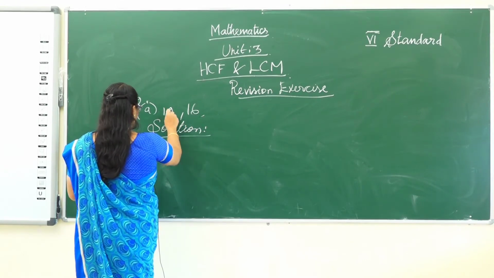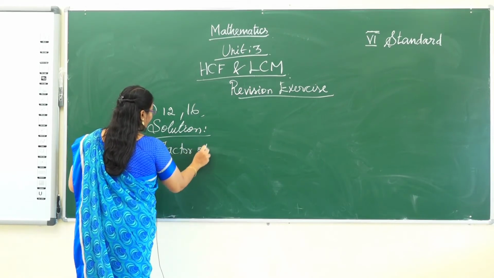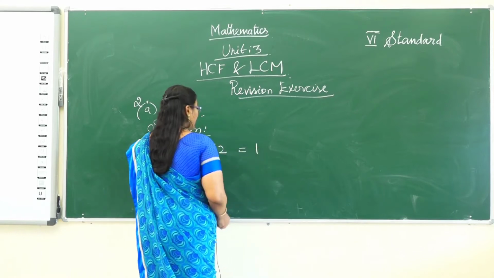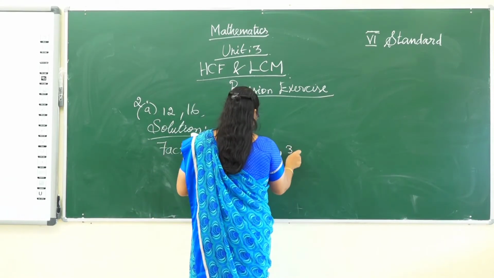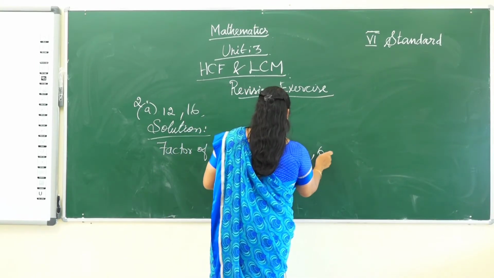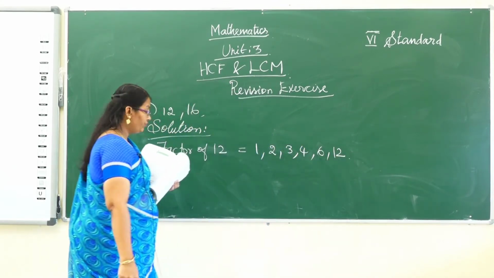write the factors of 12. So factors of 12, what are the numbers? It can divide 1, 2, 3, 4. Is it? 5 is not possible, 6 and then 12. These are the factors of 12.